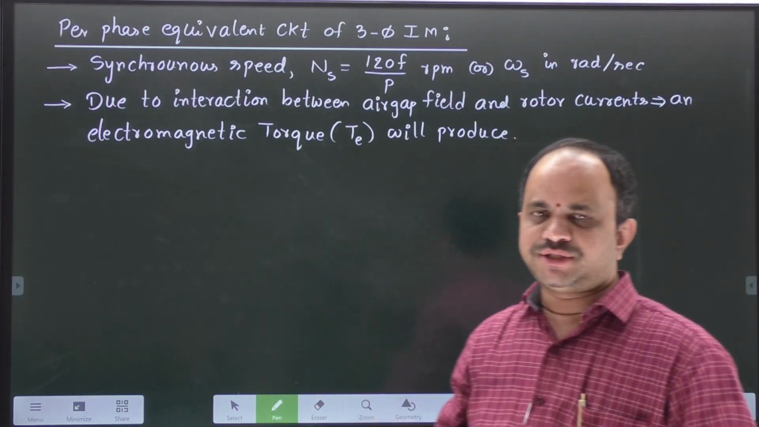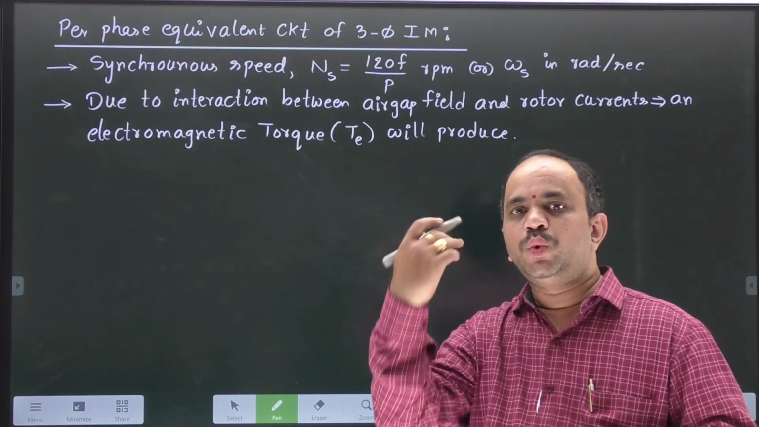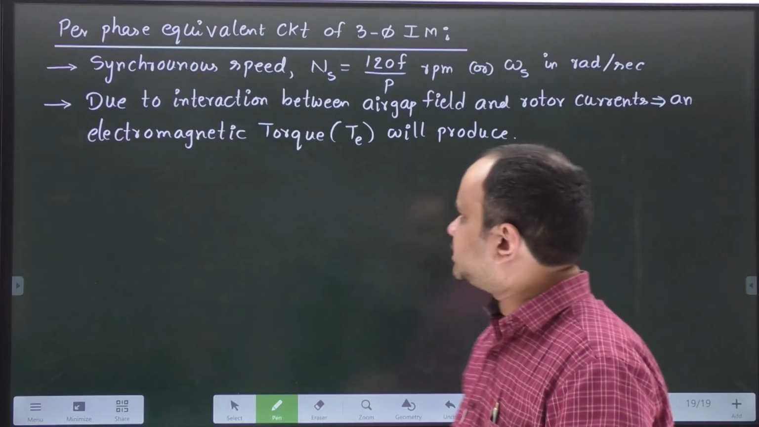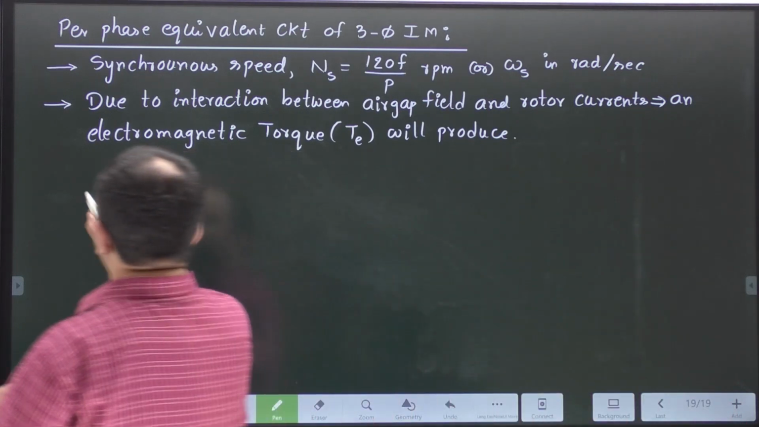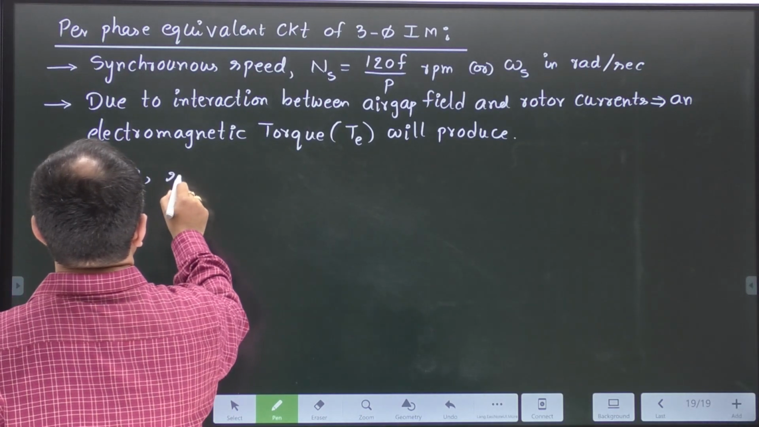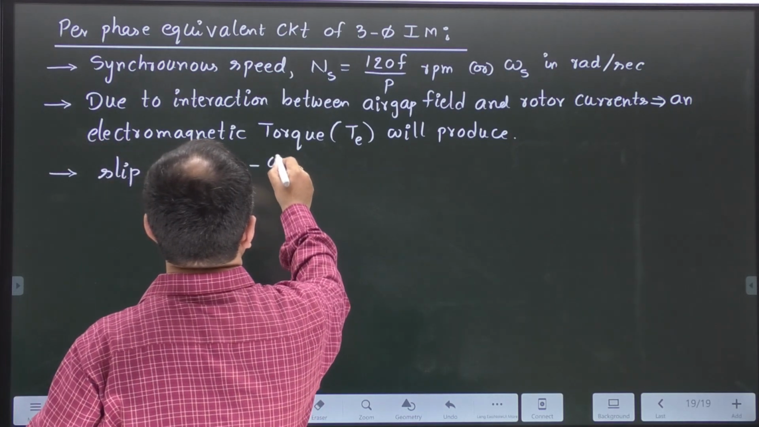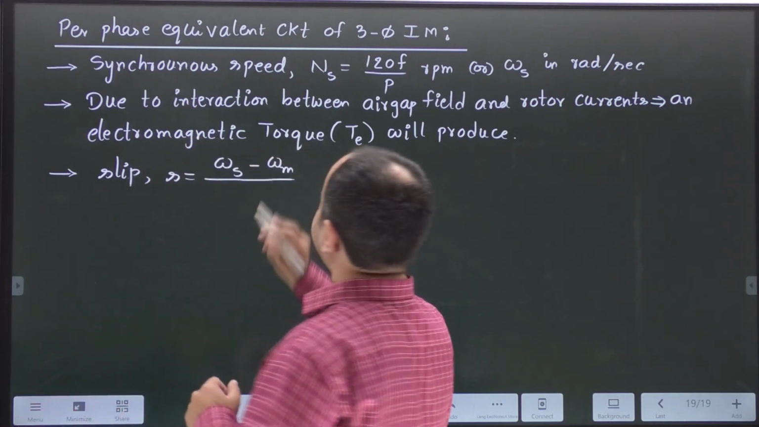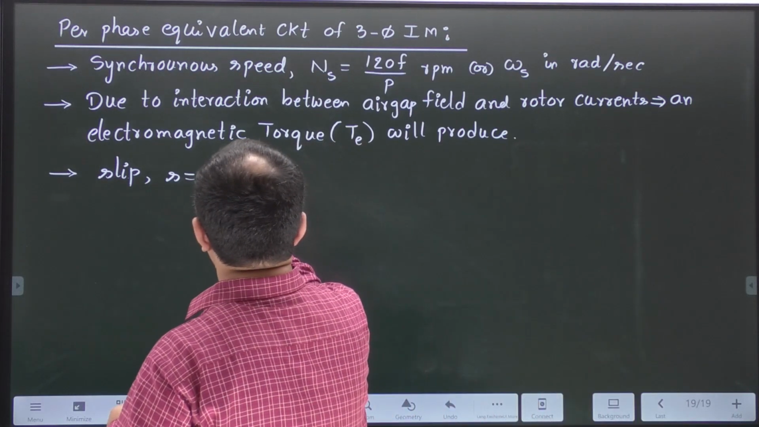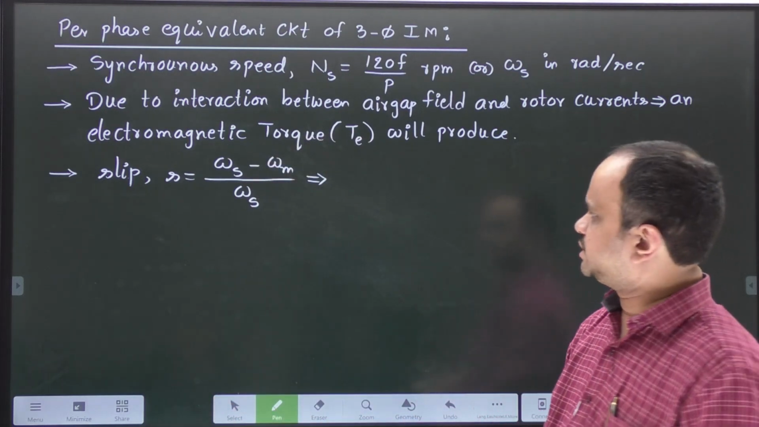So in this induction motor concept, the rotor will rotate at a certain speed. It will always try to catch up the synchronous speed, but it will never catch up. So with that point, a concept of slip will come into picture. We can define slip, S, is equal to synchronous speed omega s minus rotor speed, you can also call motor speed, denoted with the symbol omega m, divided by omega s. This is the definition of a slip.